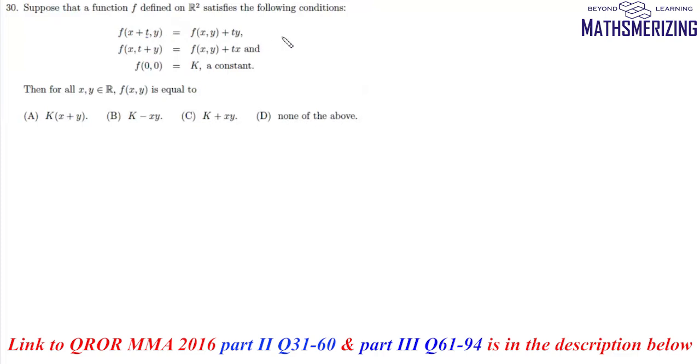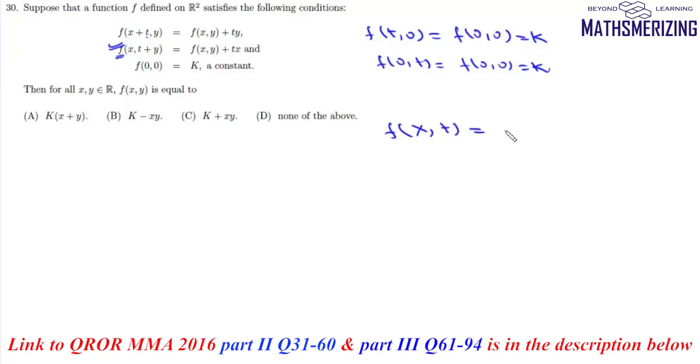Now we'll put x and y as 0, we'll get f of t, 0 as f of 0, 0, which is k, and we'll get f of 0, t as again f of 0, 0, which is again k. Now in this second equation, if we put y as 0, we'll get f of x, t as f of x, 0 plus tx. Now if we replace t with y, we'll get f of x, y. Now what is f of x, 0? f of x, 0 is simply k, so it'll be k and then plus xy. So the answer to this question is option number C.